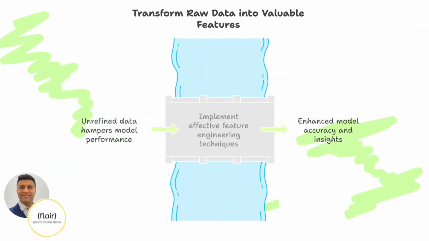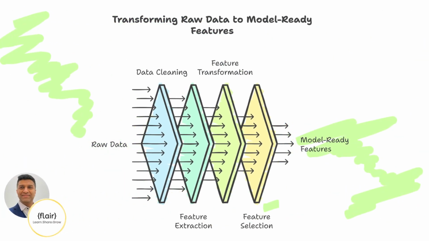Feature engineering is the process of turning raw data into meaningful features that machine learning models can understand. It's like taking unpolished ingredients and turning them into a delicious meal for your model to digest. Without the right features, even the best algorithm won't do much for you.